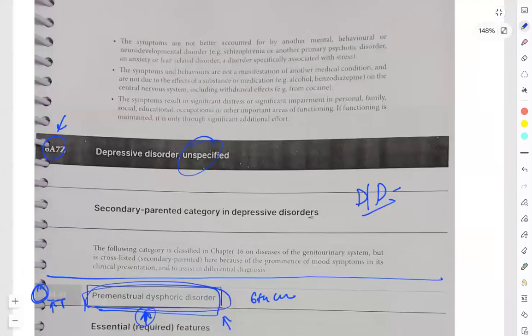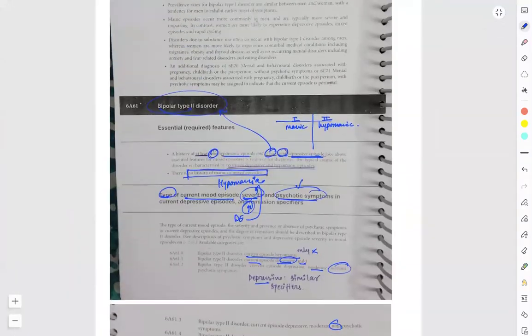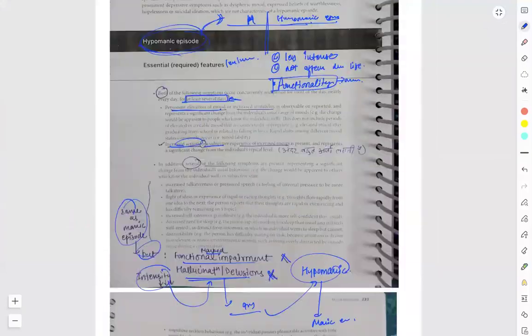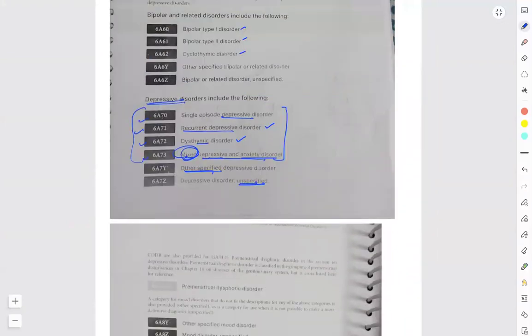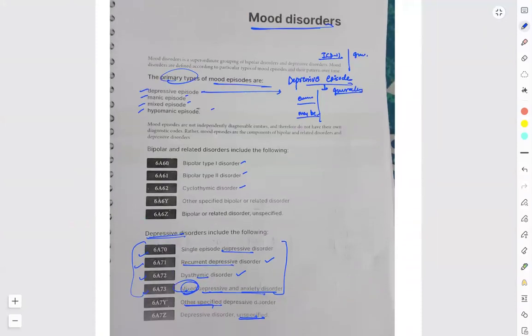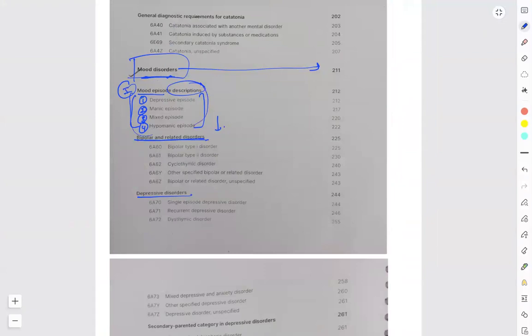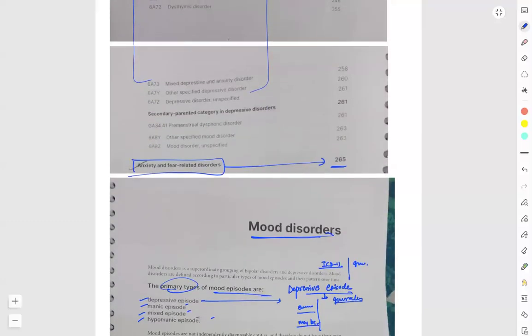So that concludes our section on various disorders that we needed to read for ICD-11 diagnostic criteria for mood disorders. We completed our section on the mood disorder descriptions over here. We saw what bipolar and related disorders are, we saw depressive disorders, and we completed premenstrual dysphoric disorder as well.